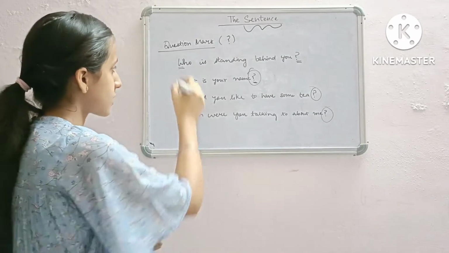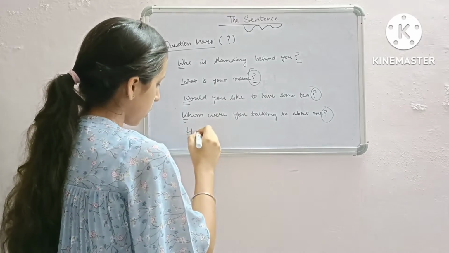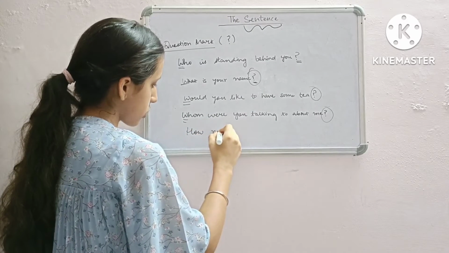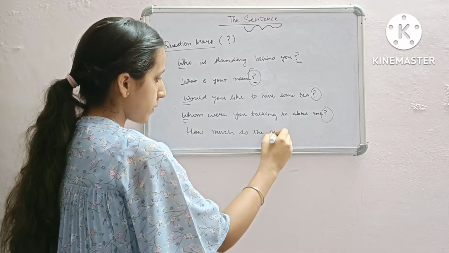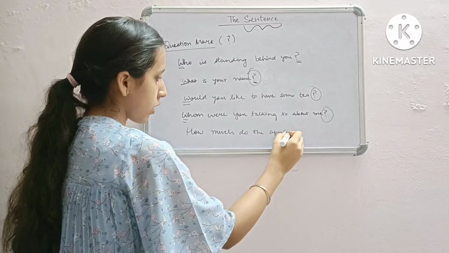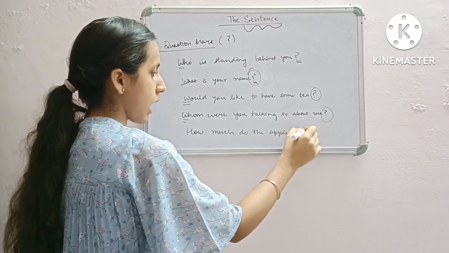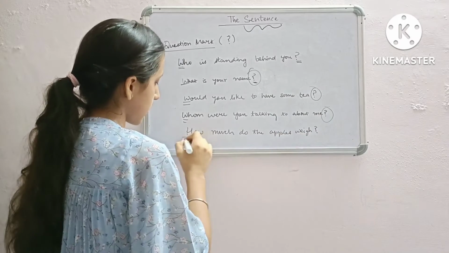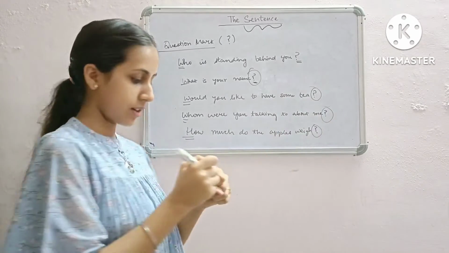Okay, or it can be, it's not only the W words, it can be even how much do the apples weigh? Like what's the weight of the apple? So we say that starting with H, that's capital, and it's the question mark at the end.